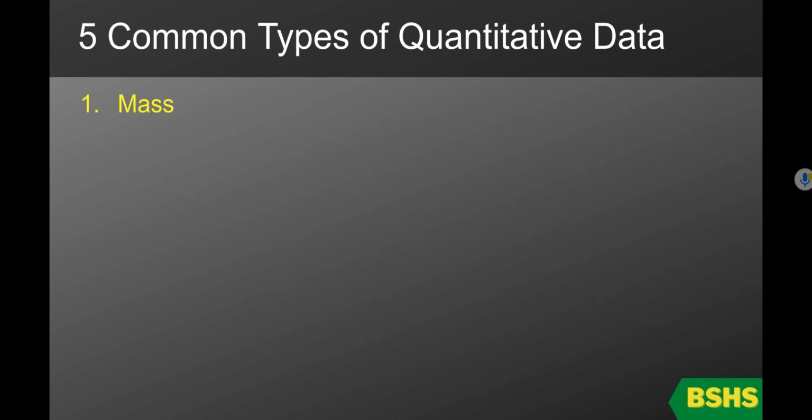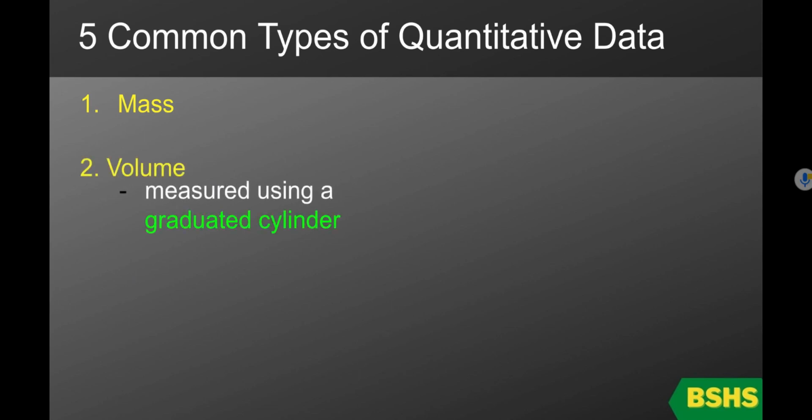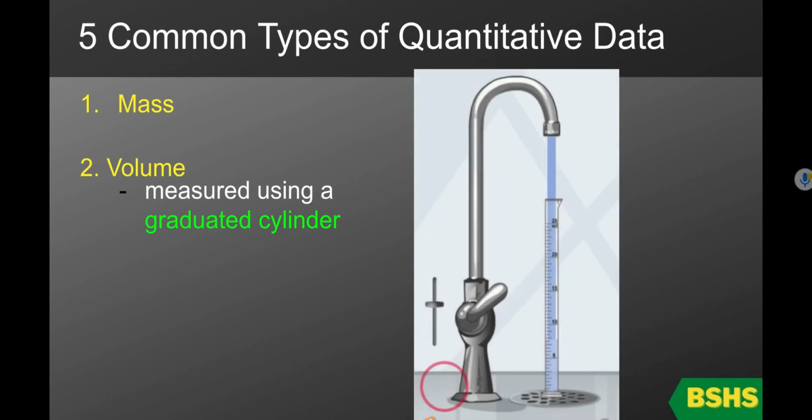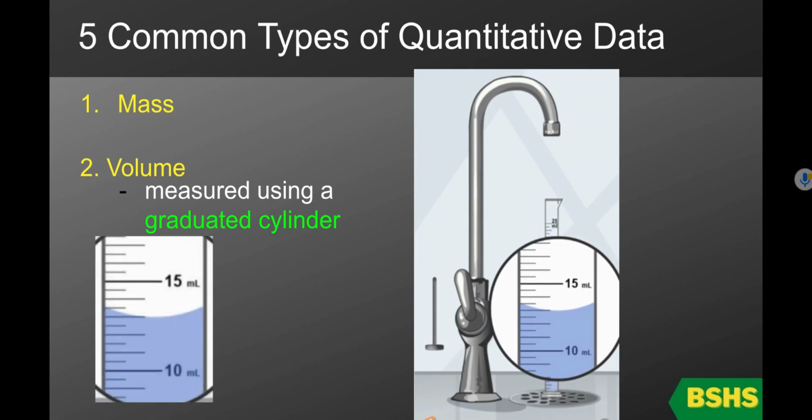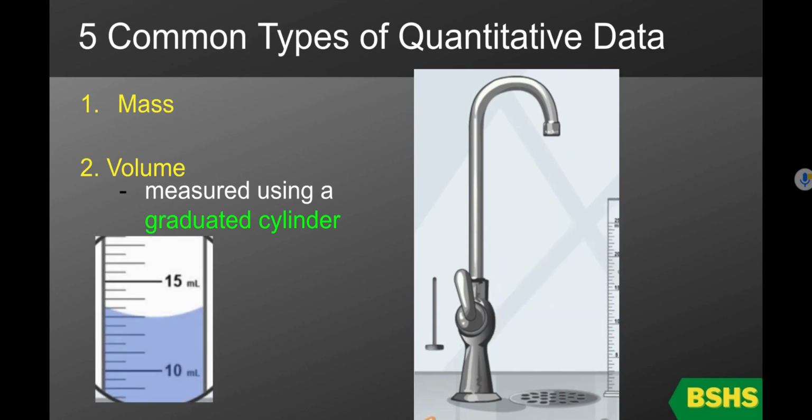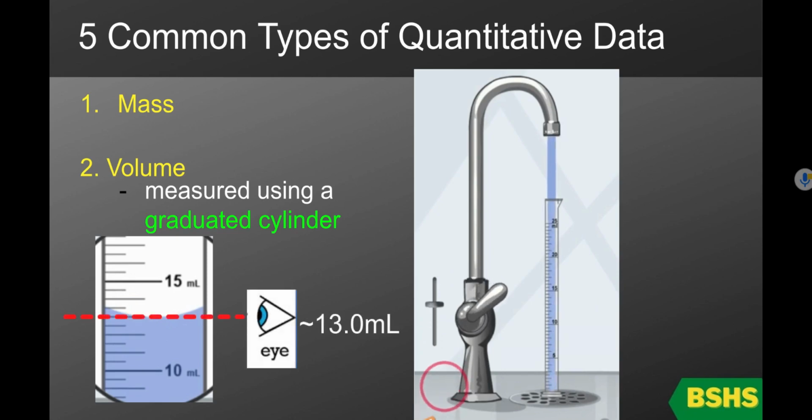Okay, the next common type of quantitative data is volume. Volume is measured using a graduated cylinder. You just fill the graduated cylinder with liquid, which in this case is water that we've gotten from the sink. And after you finish pouring, you find the curve that you see at the top of the liquid. And this curve is called the meniscus. You want to get eye level with the bottom of the curve.